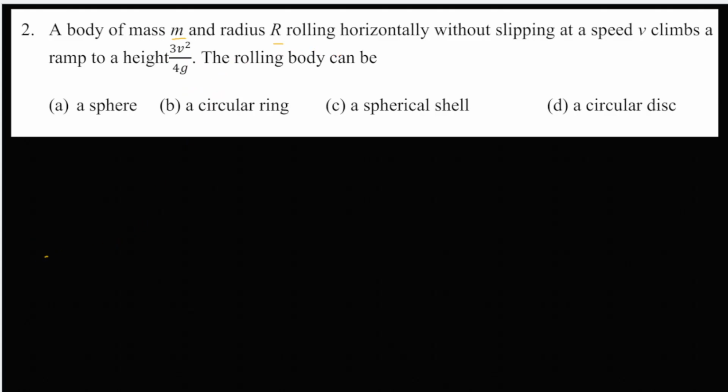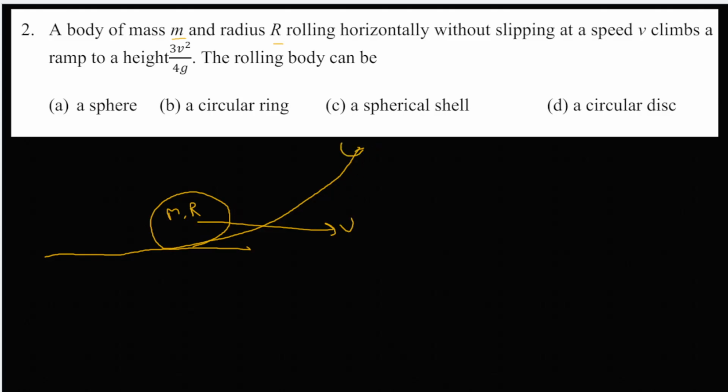Okay, first let's make the image. So it's initially rolling. We don't know what this is. I'm just making a circular thing to represent a rolling object. So it has m comma r as mass and radius, and then it's moving with a velocity v horizontally initially, and then it climbs a ramp and comes to a stop at this height, and this height is 3v square by 4g.